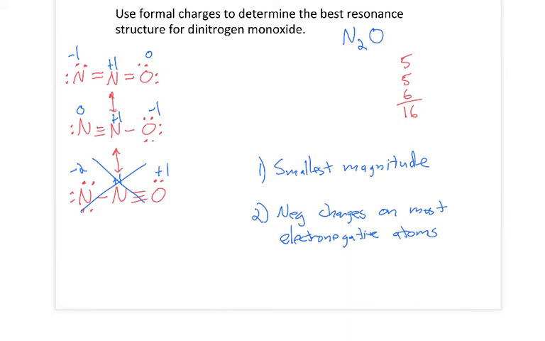All right, so when I compare my other two Lewis structures, in the top one, the negative charge is on the nitrogen, while oxygen is 0. Oxygen is more electronegative than nitrogen, so it makes more sense for the negative charge to be on oxygen the way it is in the middle. So the best resonance structure is that one.